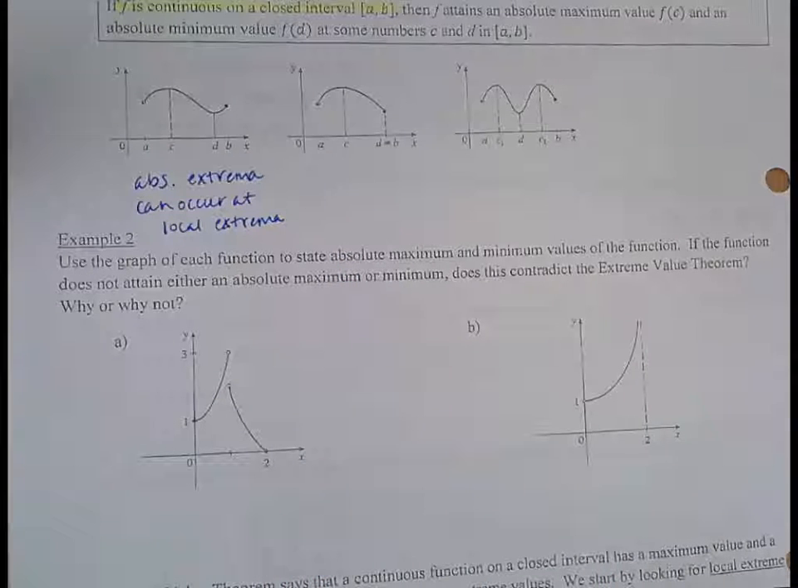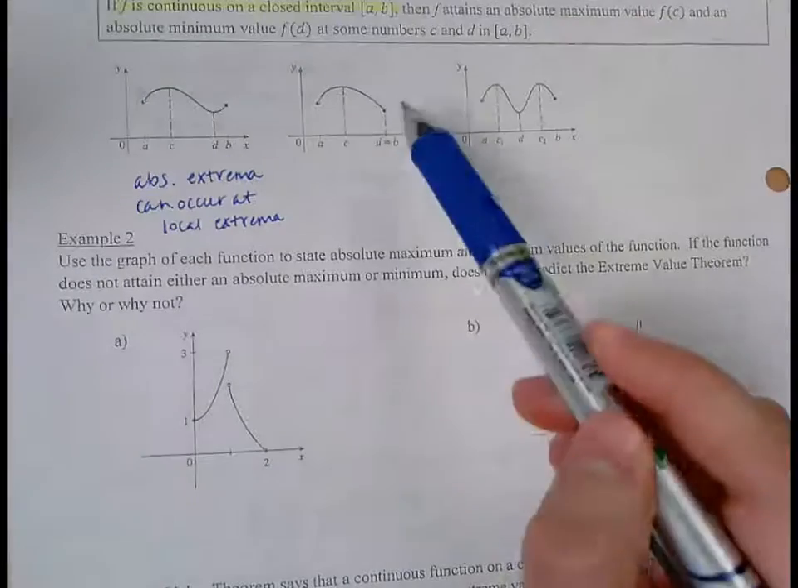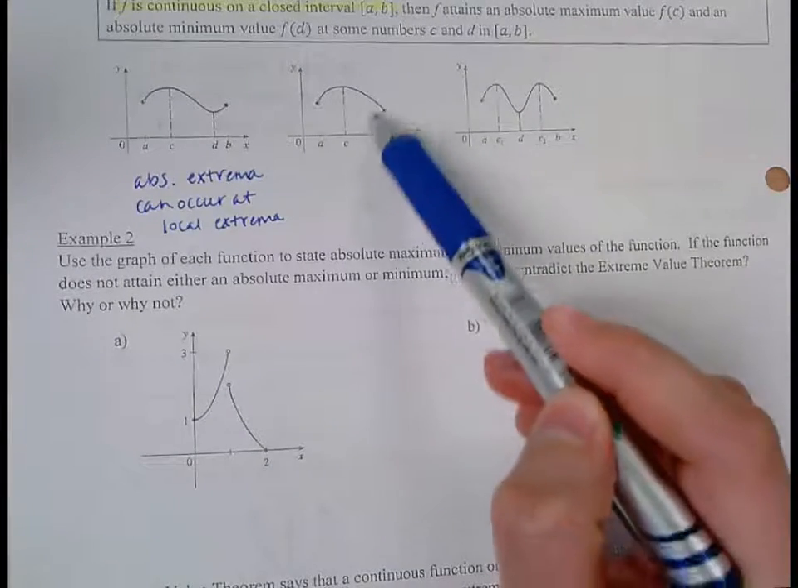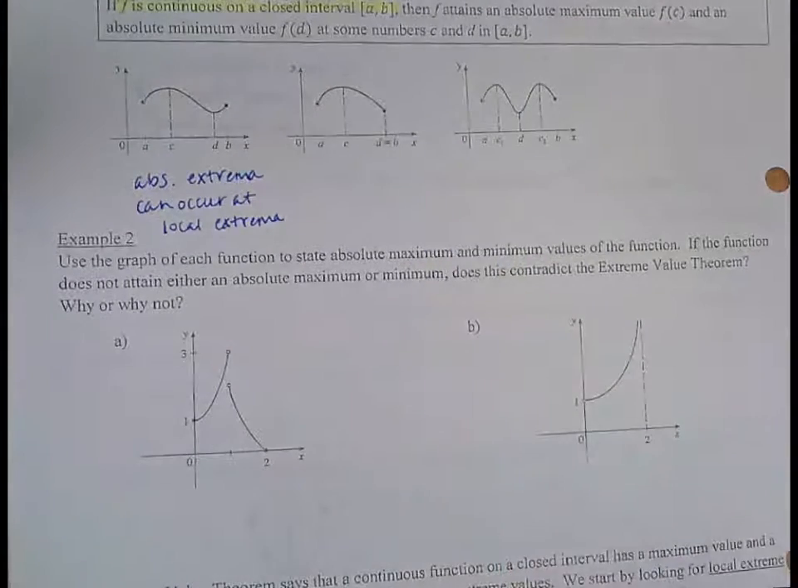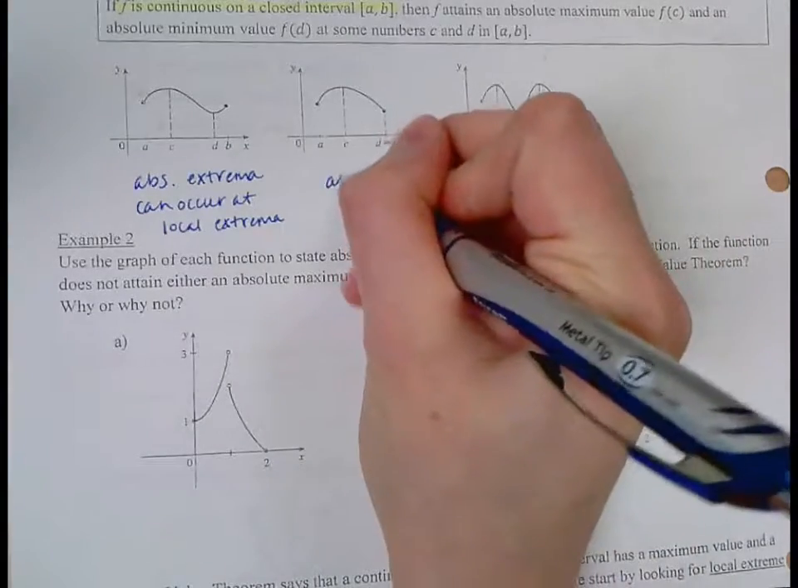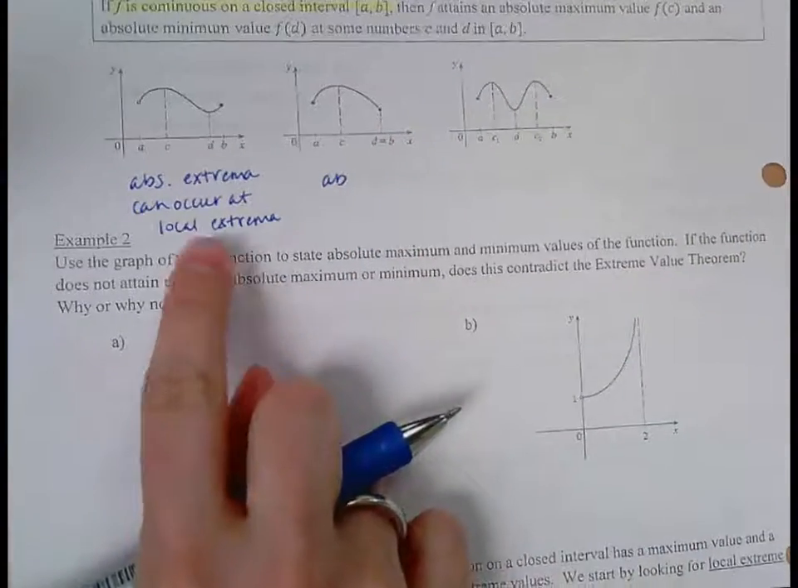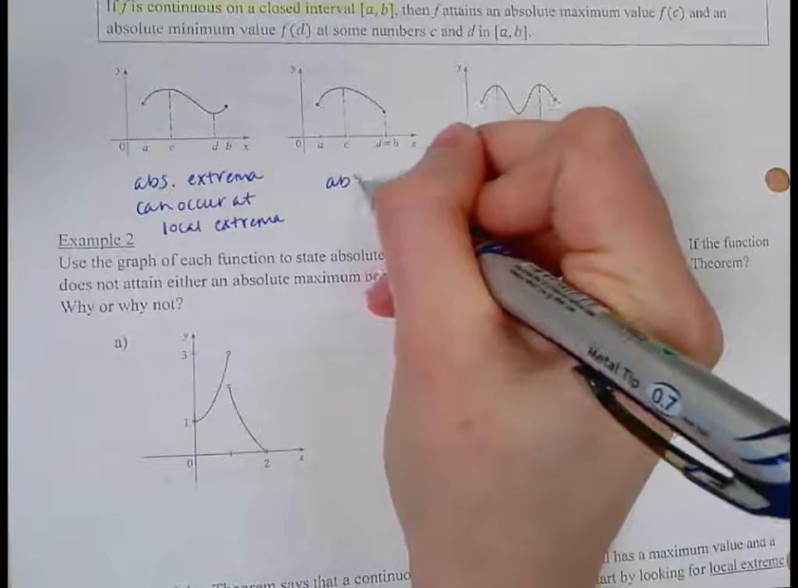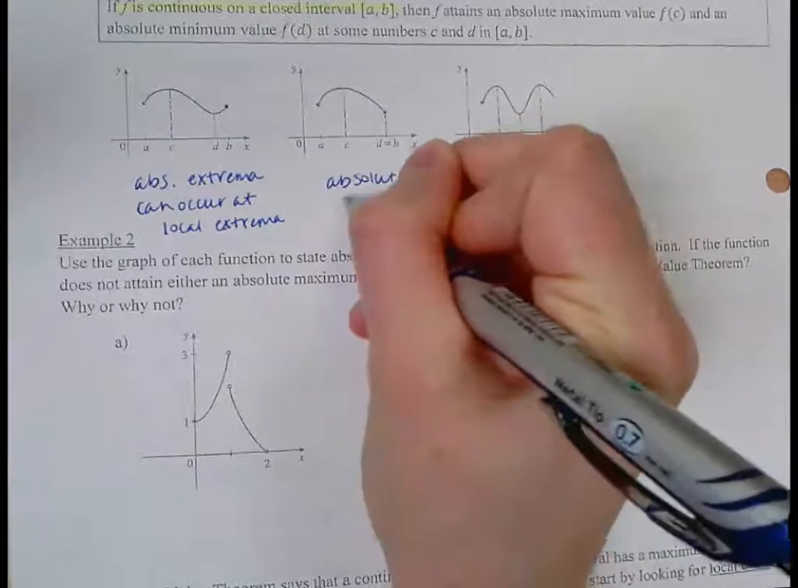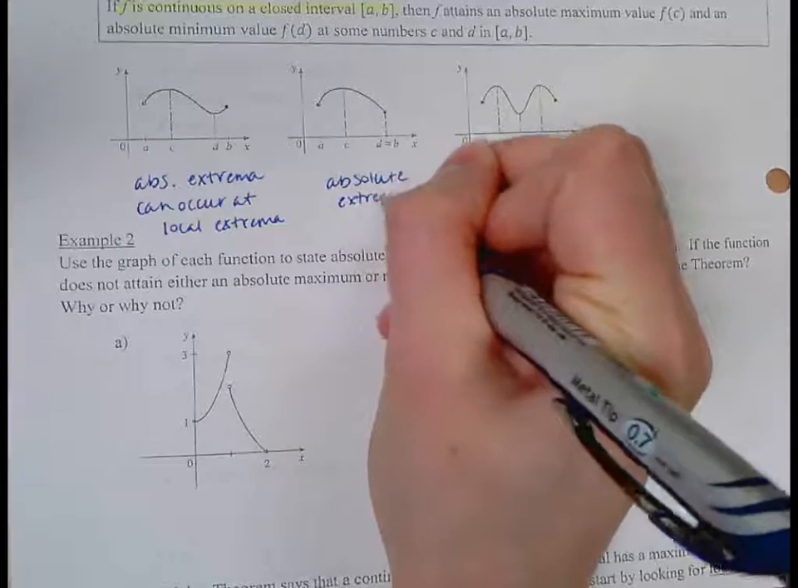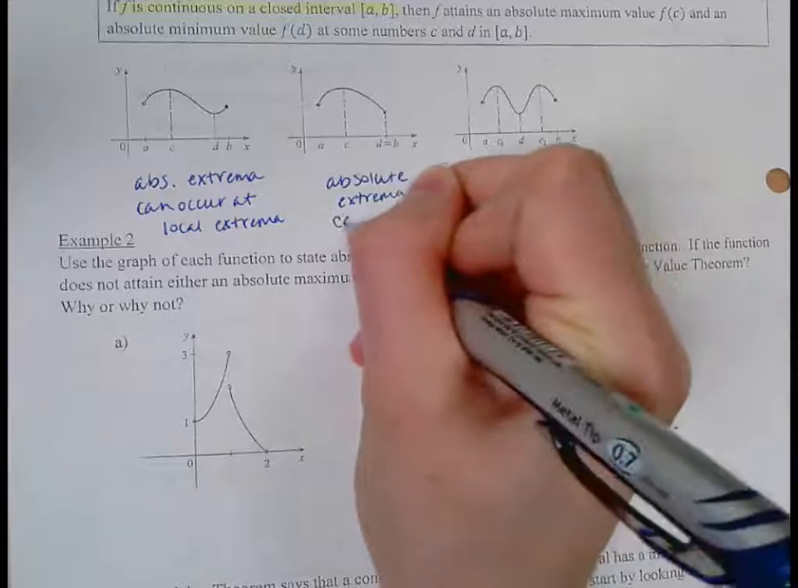So then for the second graph, the absolute max still occurs at the local max. Notice though that the absolute min occurs at the endpoint. So absolute extrema can occur at local extrema. Absolute extrema can also occur at endpoints.